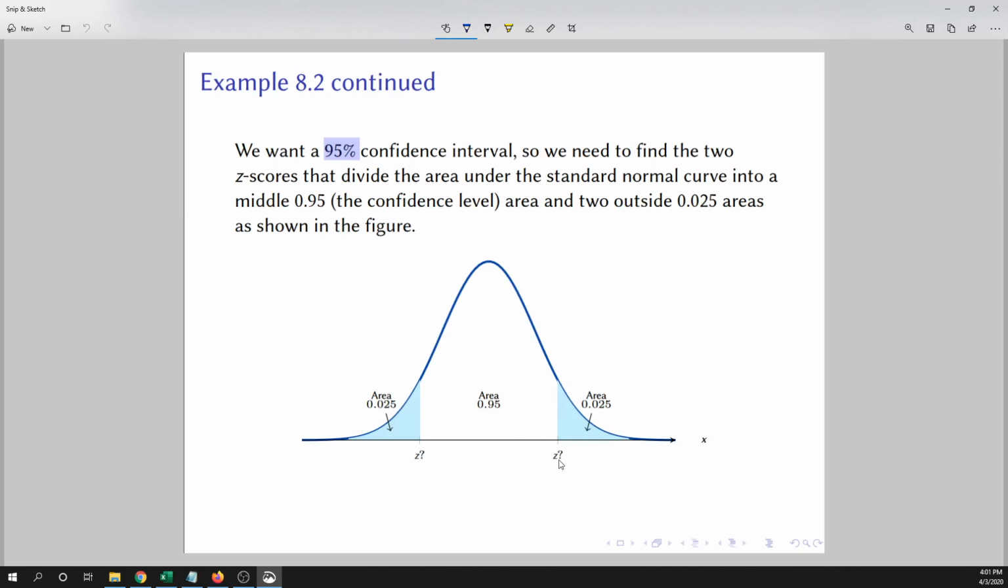If the area in the middle is 0.95, what we want to do first is figure out what these z-scores are, the z-scores that trap 0.95 in the middle. If you think back to section 6.2, we talked about how to do that. If this area in the middle is 0.95, that means that the shaded area over here and here is 1 minus 0.95, which is 0.05.